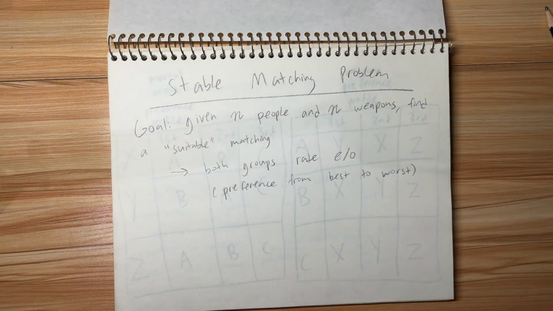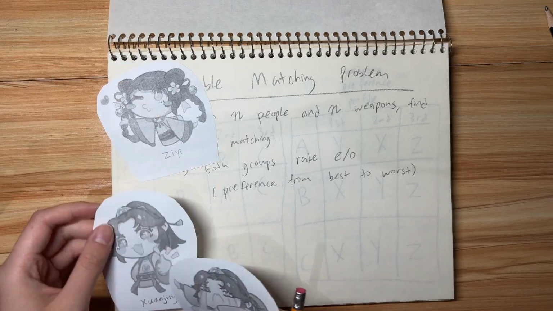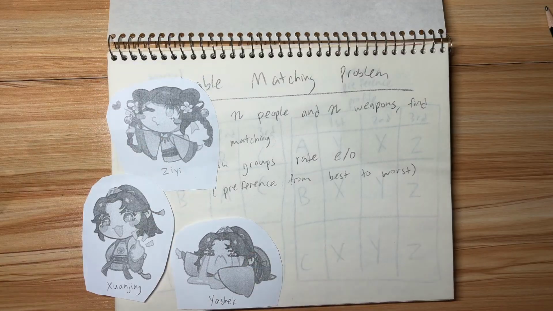Alright, so here is a setup. For this stable matching problem, we have a goal, right? Given n people and n weapons, we want to find a suitable matching. In this problem, both groups will rate the other group with a preference from best to worst. What I mean by that is, we have n people. In this case, n is 3. So we have 3 martial artists, and we have 3 weapons.